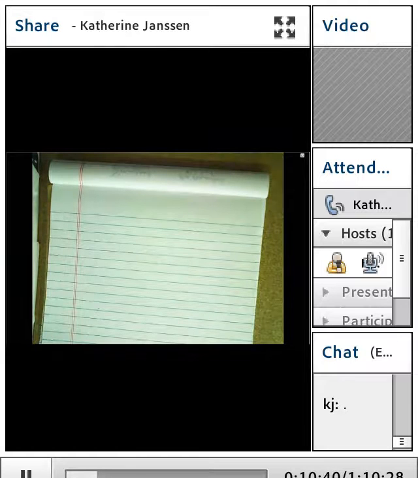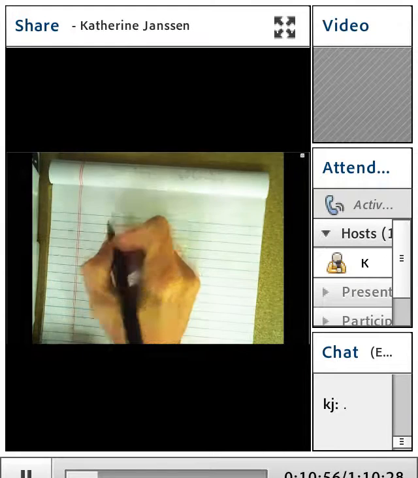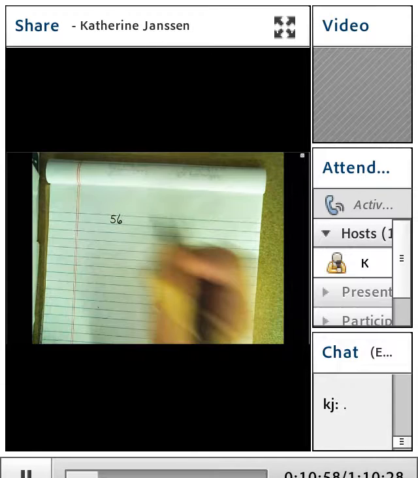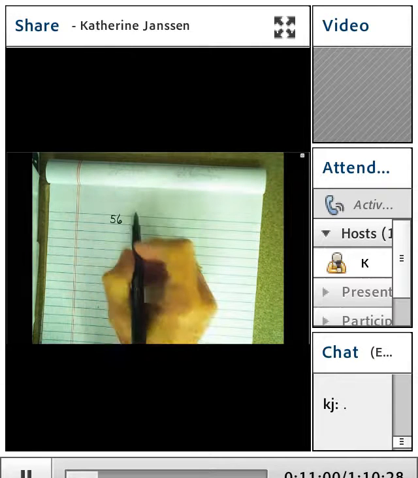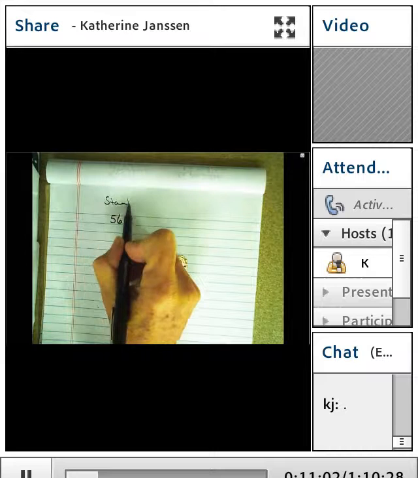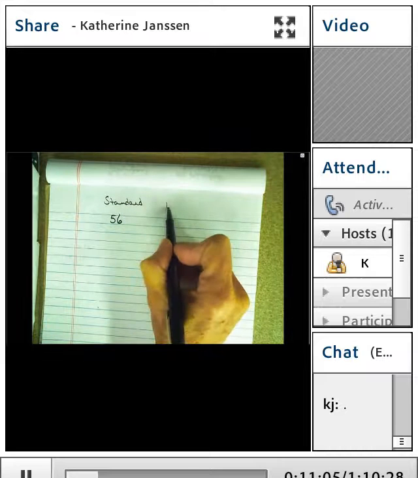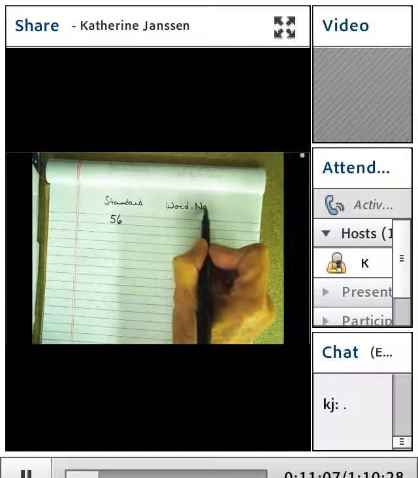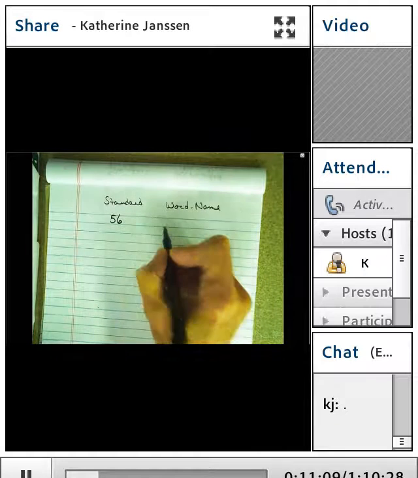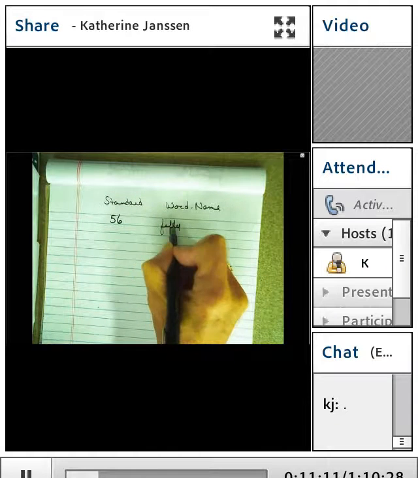Also on page 4, converting between standard notation and word names. Word names are often used as we pronounce a number or speak the name of a number. Here's our digit and place value significance. So, standard notation and its word name. The word name for 56 is fifty hyphen six.